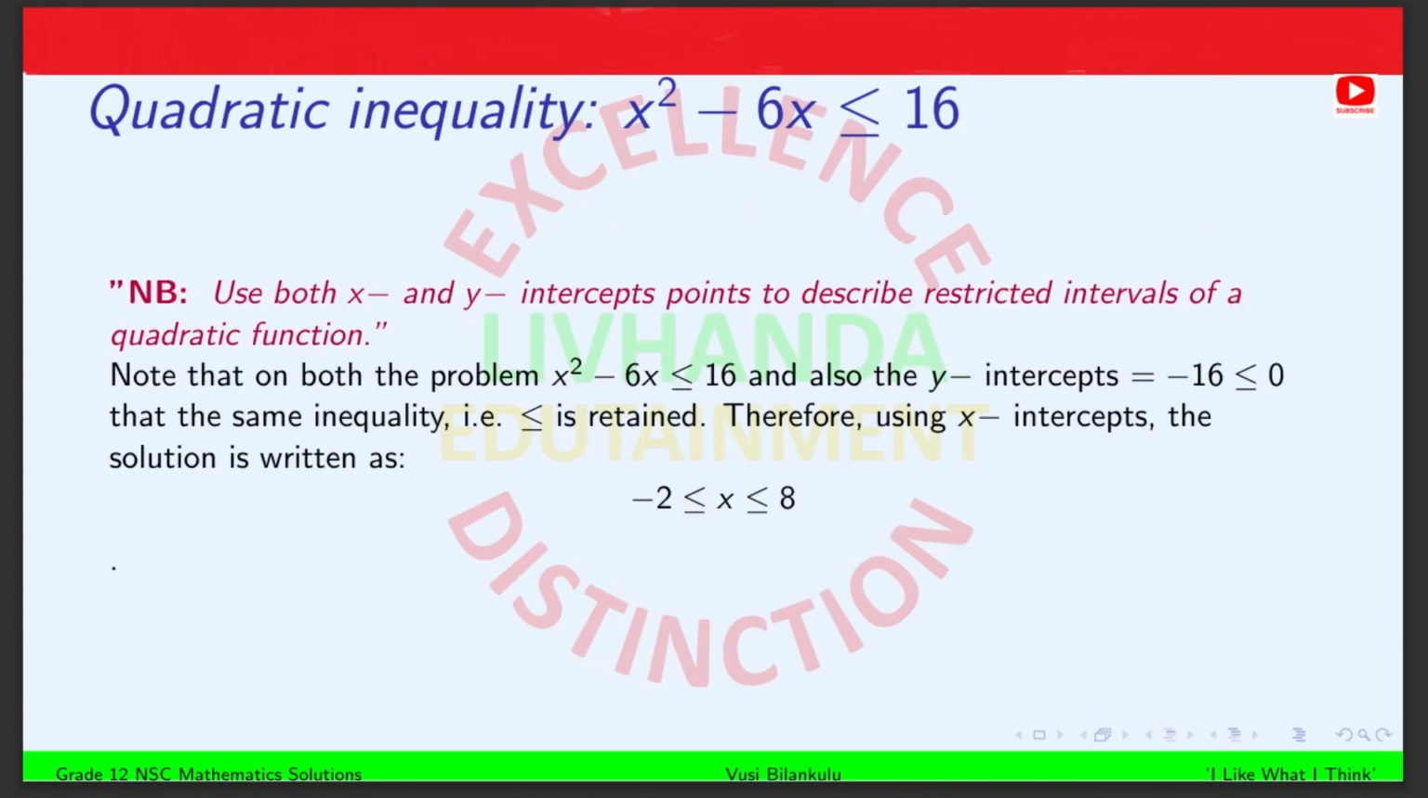Notice that both the standard form and the y-intercept are negative. That is, in both cases, the inequality sign is the same as less than or equal to.